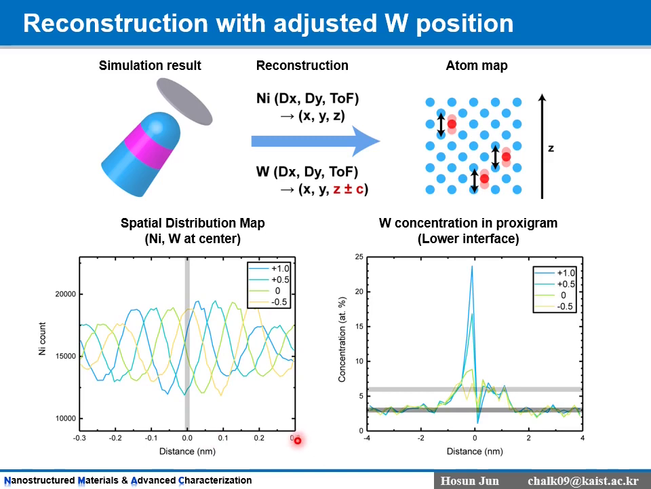With these atom maps with different tungsten atom positions, the tungsten concentration profile from the proxygram of the lower interface is given here. When the Z position difference of nickel and tungsten is small, the yellow curve in the SDM and the yellow curve in the proxygram shows a height of 6 atomic percent at the interface. But when the Z position difference gets larger, from yellow to blue curve, the peak height of tungsten concentration increases.